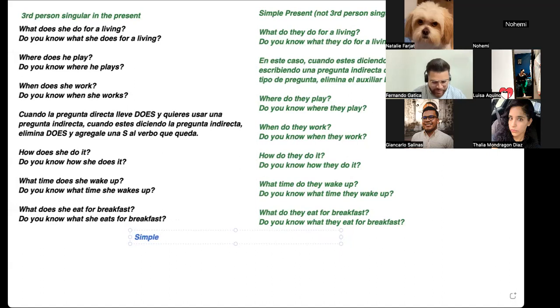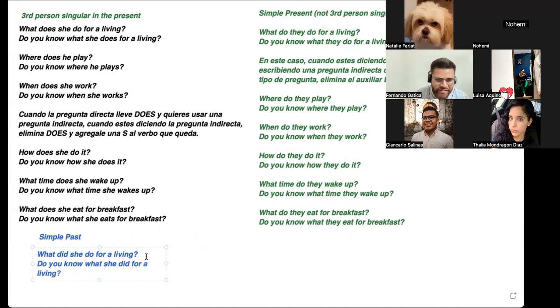Now, the last one, the simple past. Ese también es confuso. This one is also complicated. And this is why. What did she do for a living? ¿A qué se dedicaba? Okay. Do you know what she did for a living? Exactly, Talia.